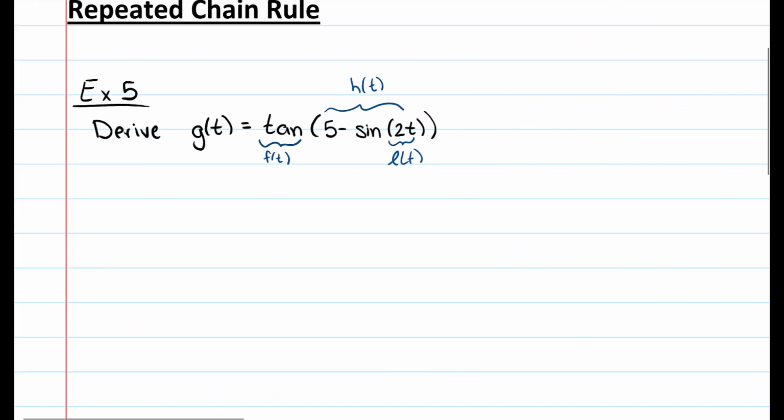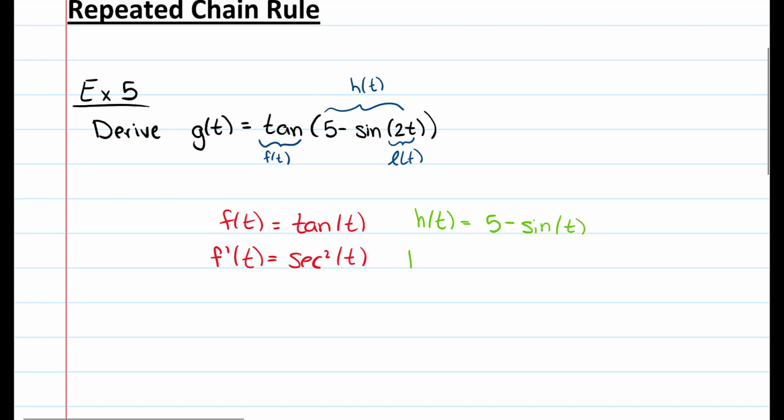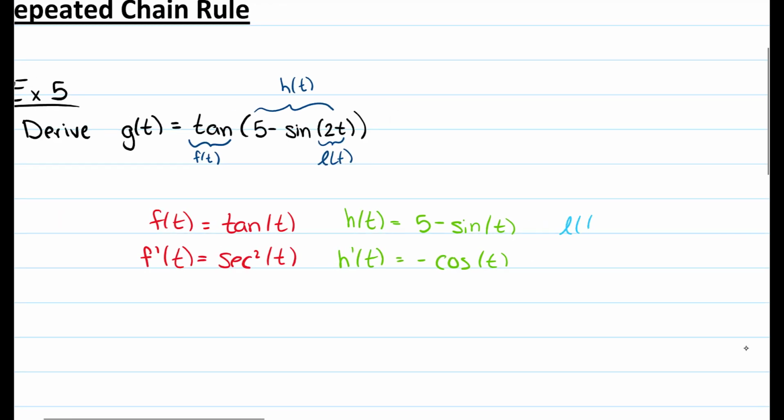So just like in previous examples, I'm going to take the derivative of each in order to set this up to make it easier when I apply the chain rule. So we have f of t is equal to tangent of t, so f prime of t is then secant squared of t. I have h of t is equal to 5 minus sine of t, so h prime of t is then negative cosine of t. And then I have L of t is equal to 2t, so L prime of t is then just 2.